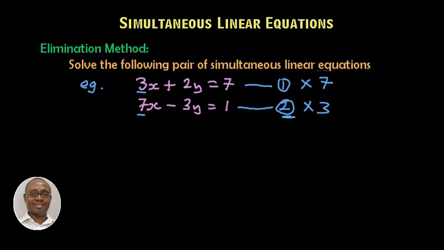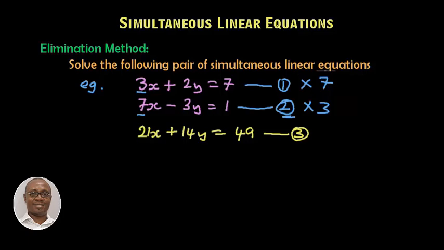7 times 3x will give us 21x. Remember, you multiply every term in that equation by 7. So 7 times 2y will give us 14y. Then 7 times 7 will give us 49. Alright, you can also have this as equation 3.